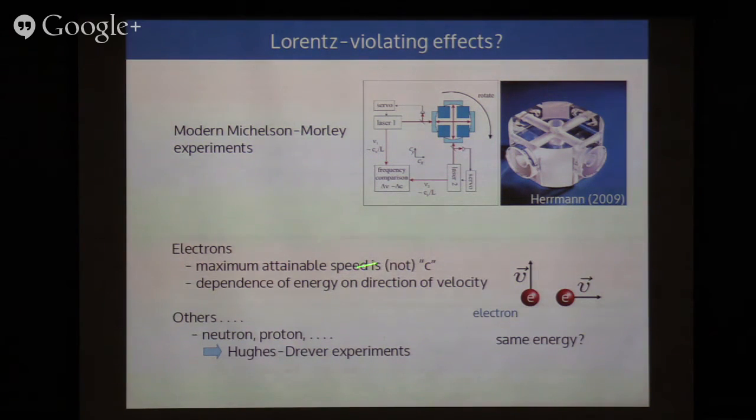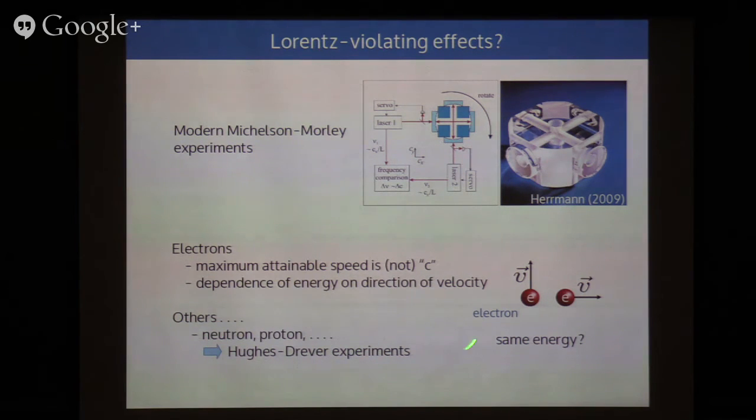What we want to do here is a similar test with electrons. For instance, you want to know whether the maximum attainable speed of electrons is c or not c. Or, that's what we do here: we want to see whether the energy of an electron depends on which direction it moves. So consider two electrons moving at the same speed; they have different kinetic energy, they have the same speed versus that. You could think of it as an anisotropic mass, or that space is contractible.